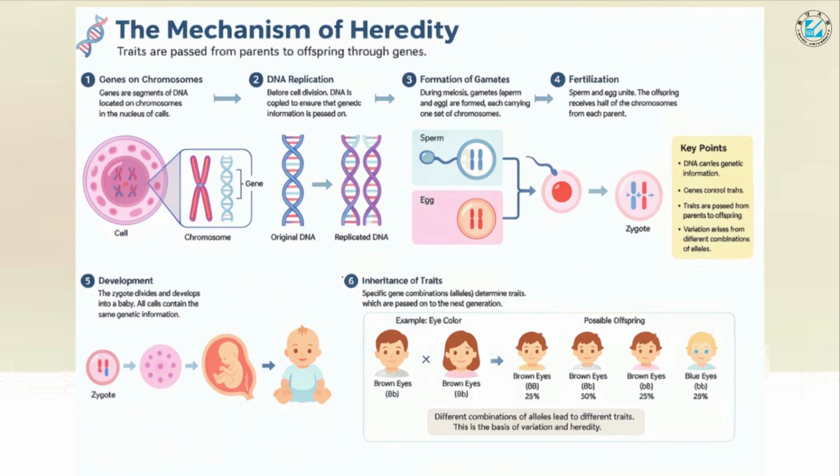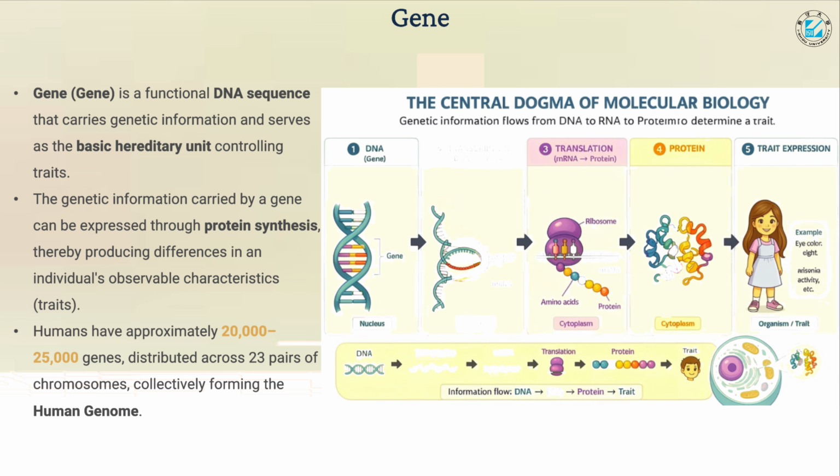First, DNA is transcribed into messenger RNA. Then messenger RNA is translated into protein. This protein performs biological function and contributes to observable characteristics, which we call traits. This process is known as the central dogma of molecular biology.